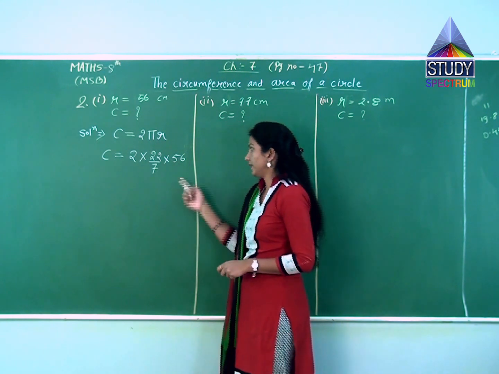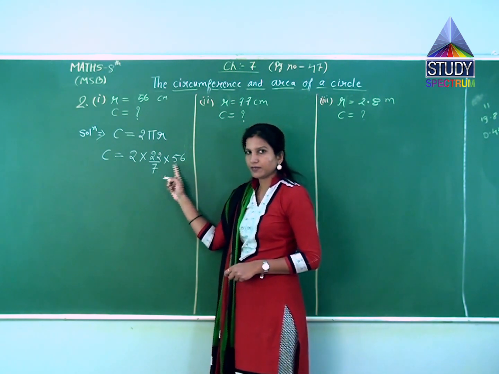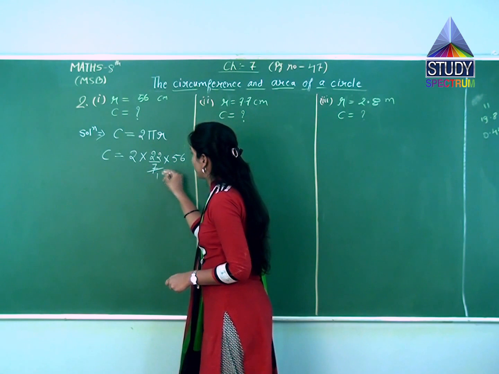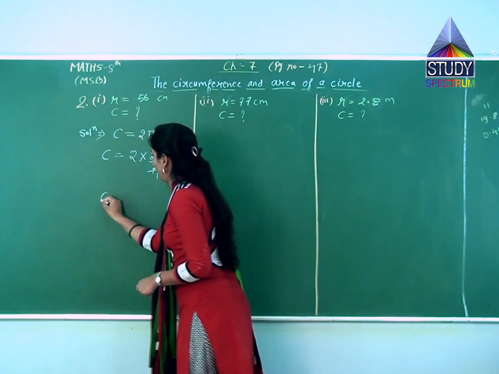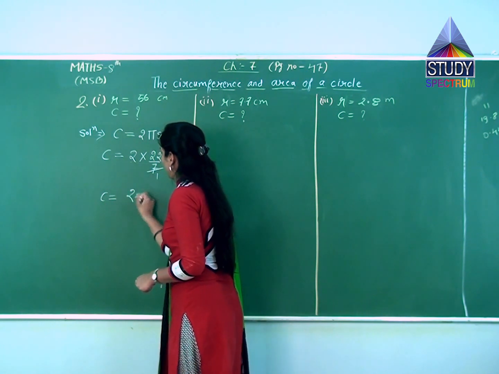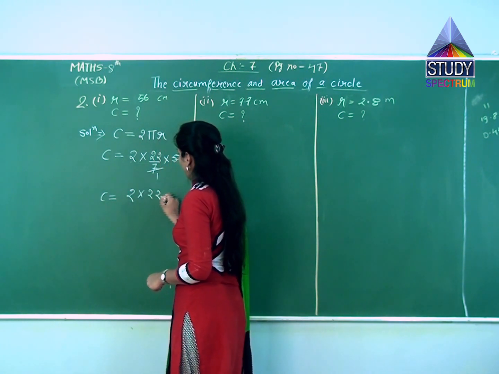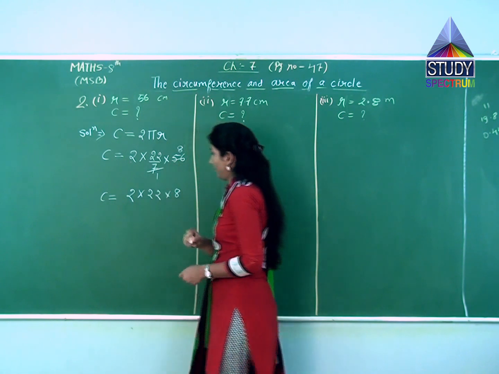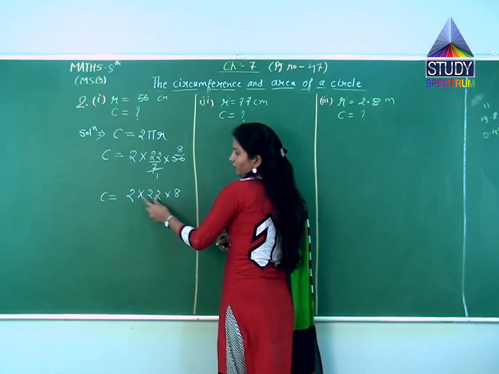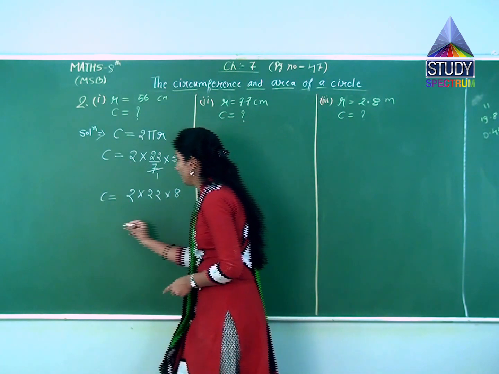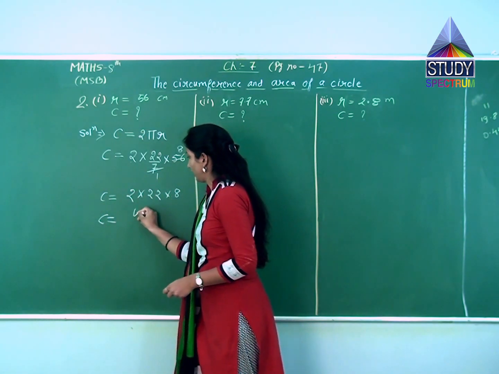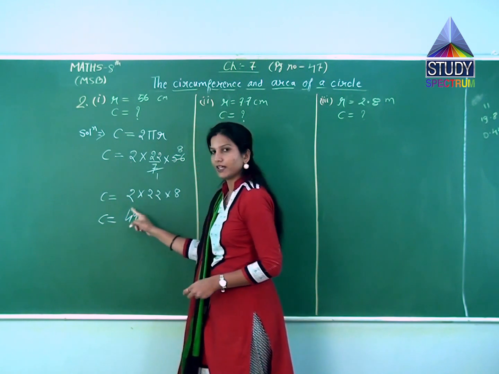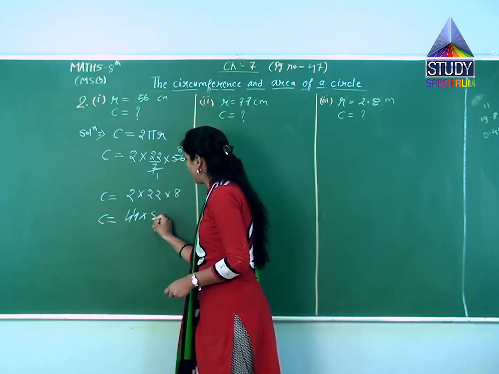Now we can simply divide 56 by 7. It comes in the table of 7. 7 ones are 7, 7 8s are 56. Now we are left with 2, 22 and 8. We have to multiply 2, 22 and 8 for finding our circumference. Now 2 2s are 4 and 2 2s are 4. 22 2s are 44 into 8.